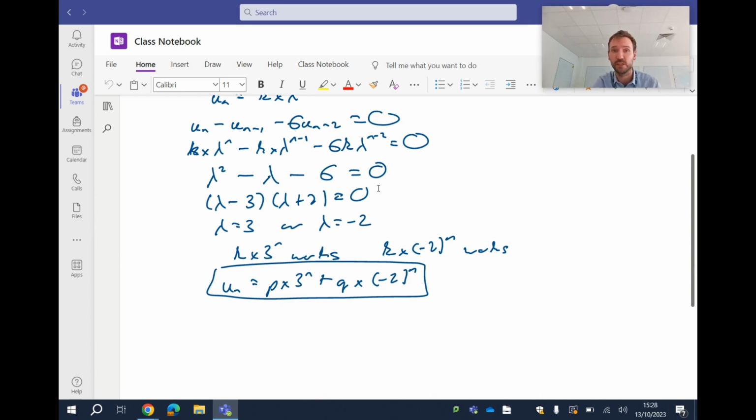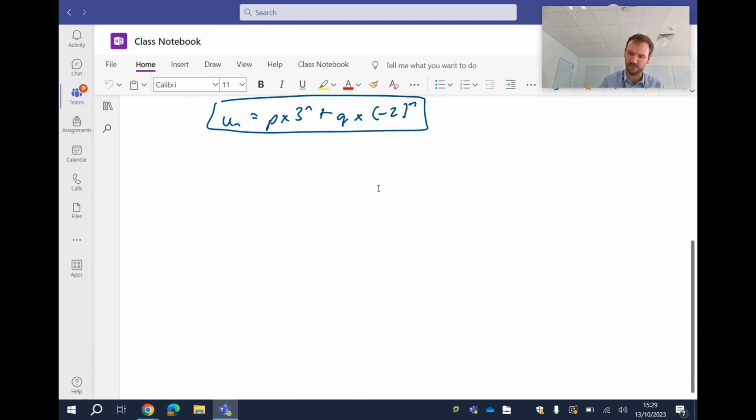Obviously, if I'd given you initial conditions, you could now sub those in and find P and Q, but that's exactly the same as in the first order case. Okay, so let's look at slightly formalizing this approach before we start to look at non-homogeneous cases.